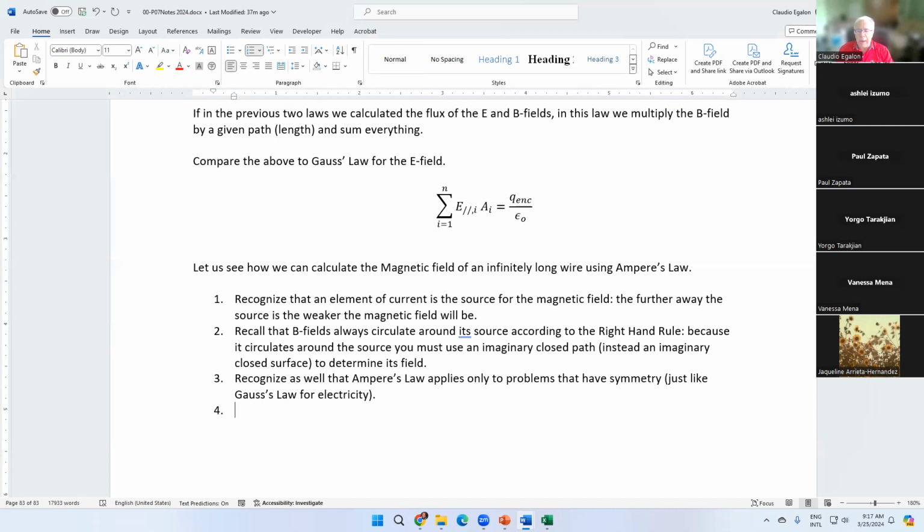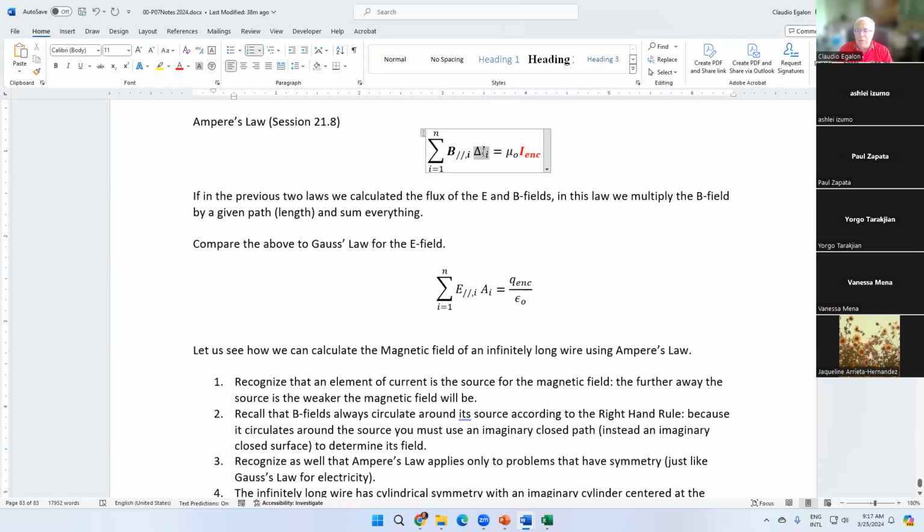So starting with the infinitely long wire, the infinitely long wire has cylindrical symmetry. With an imaginary cylinder centered at the position of the wire, right? But don't forget, we're not going to use a cylinder in this case, right? We're going to use a closed path instead.